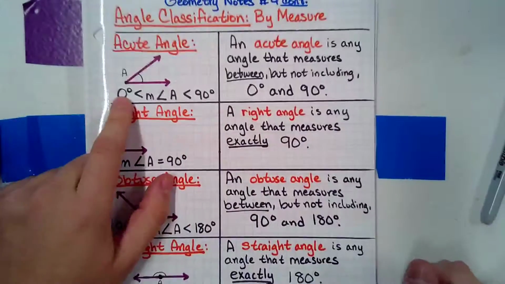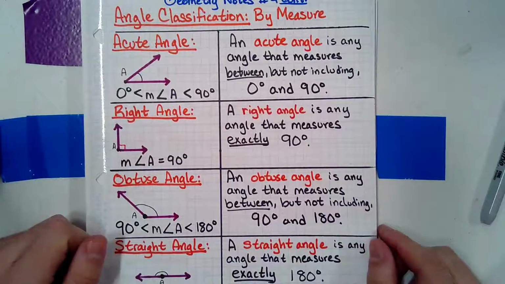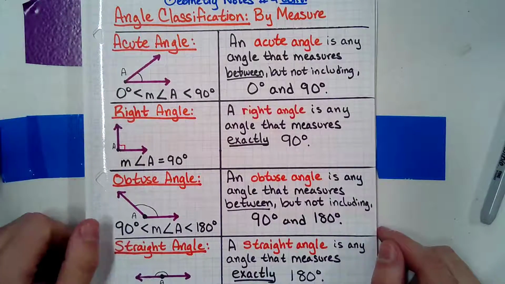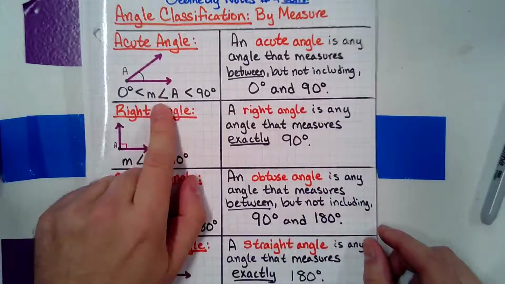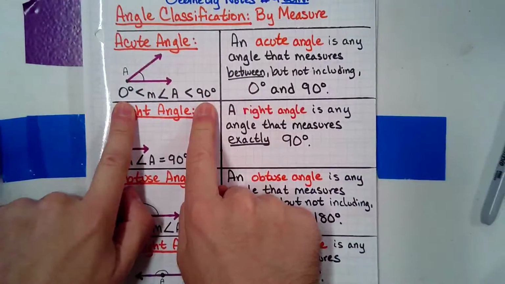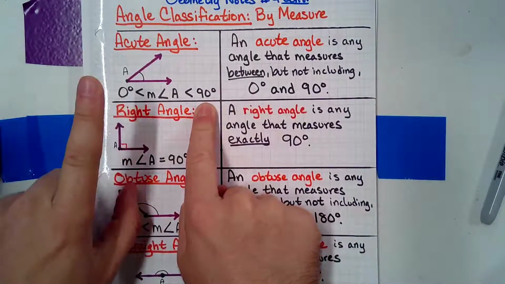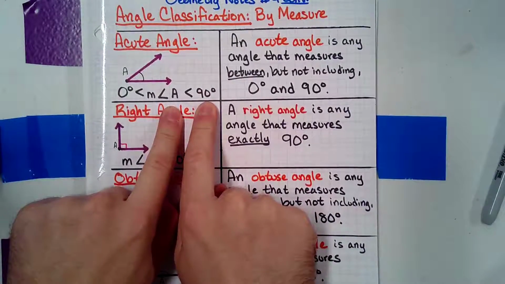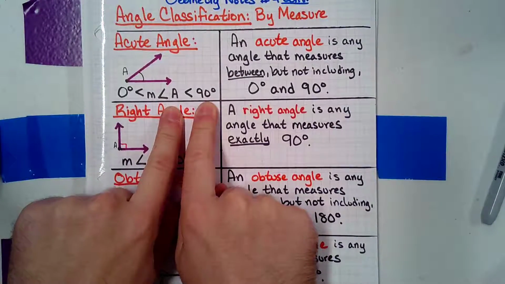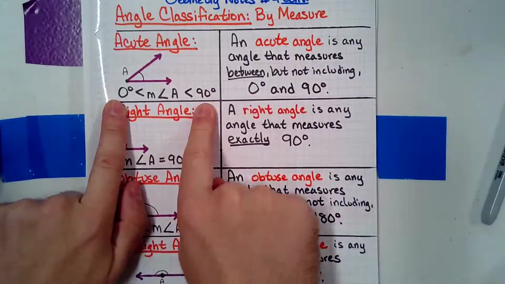If I said 0 is less than measure of angle A is less than 90, you'd have no idea what that means, right? That's a bunch of mumbo jumbo. It doesn't sound like English. It sounds like math. Read it in English. The measure of angle A is between 0 and 90. Now, does it include 0 and 90? What if measure A was 90? Would it be acute? No, it'd be 90 degrees. It'd be a right angle, right? So it's between 0 and 90, but not including those.